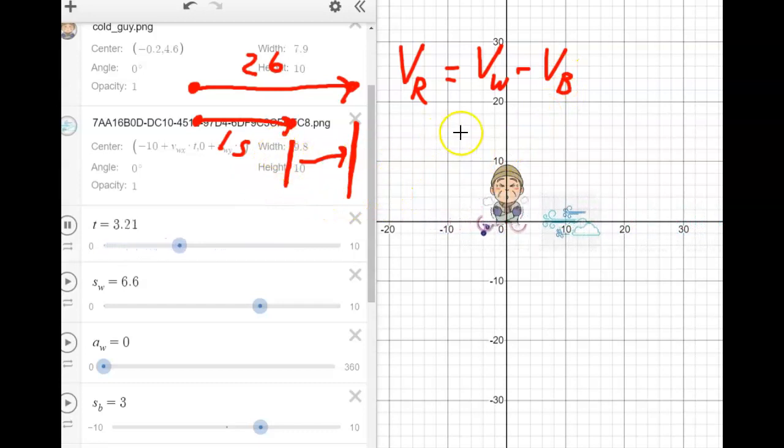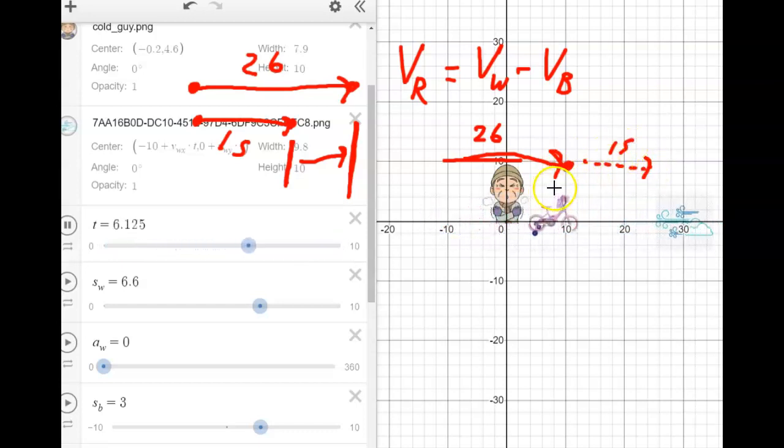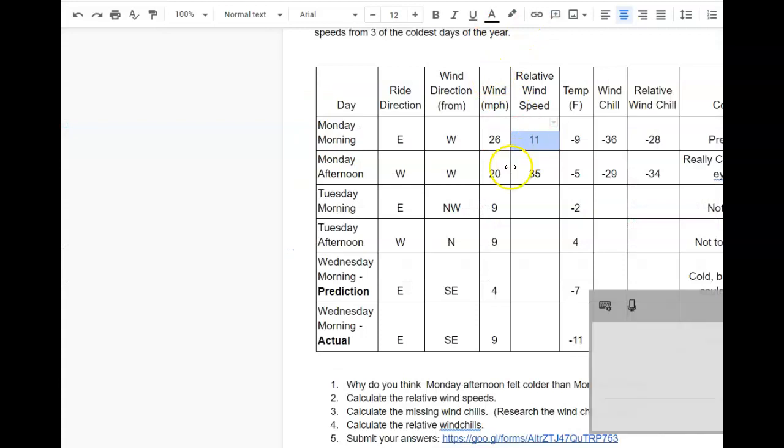So when we subtract things vector-wise, we're going to have our original wind speed, which is 26, and then subtracting means adding the negative. So I'm going to go from here, and instead of going forward that 15, I'm going to do the opposite because I'm subtracting. I'm going to go back that 15. And so now if we start here and we end here, we can see that that's a difference of 11. Now this works pretty easily when we say to the right is positive. So we get a positive 26 minus 15, and that gives us 11. And that's what we put in here for our relative wind speed.